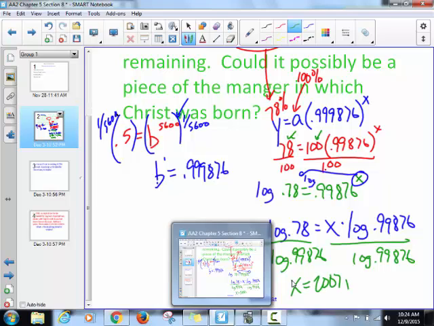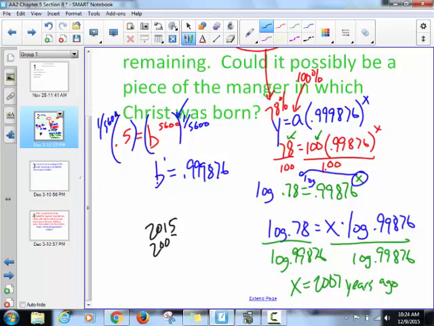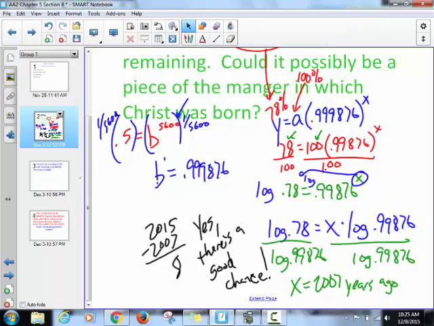So what does x represent in this case? Years. So 2007 years ago. So that would be from the year 2015, correct? So 2007 years ago, that would be the year 8, which is pretty close. So I would say, yes, there's a good chance. Because what? Christ was born in year 0, right? Because prior to that, it was the years BC.